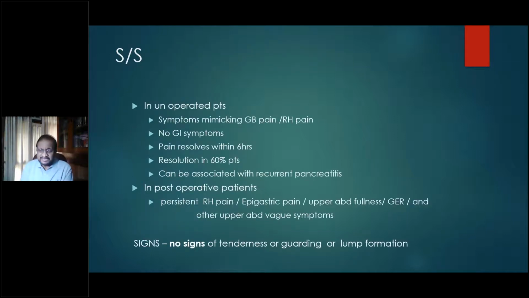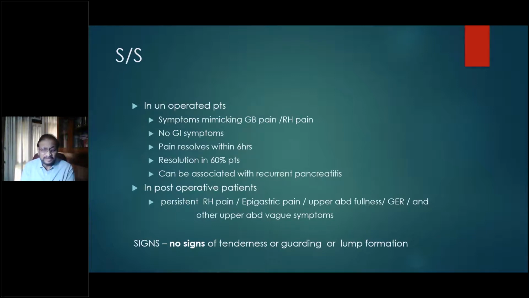Now, what are the signs and symptoms in an unoperated patient? That means gallbladder intact, pre-operative. What could be the signs and symptoms? Symptoms mimicking gallbladder pain. We just now defined what a gallbladder pain is. Right hypochondrial pain. No GI symptoms apart from the gallbladder pain. We just now said that. Pain resolves within 6 hours. Part of the biliary deflation. Resolution is 60%. This is different. So this is something additional. In a patient with biliary dyskinesia, there should be resolution in 60% of these patients over a period of time. Now, what is that period of time? That is somewhere in the region of months or years, right?